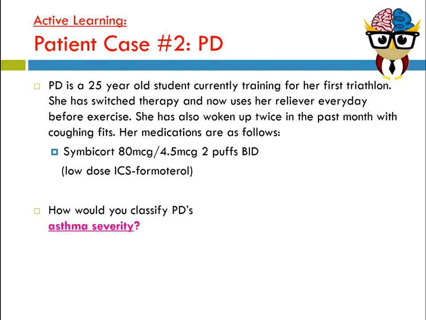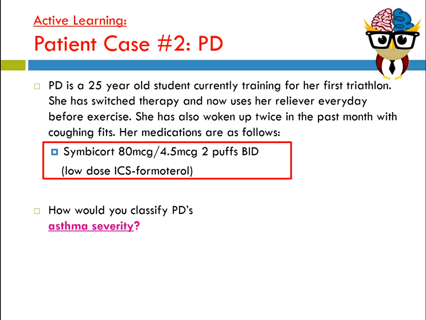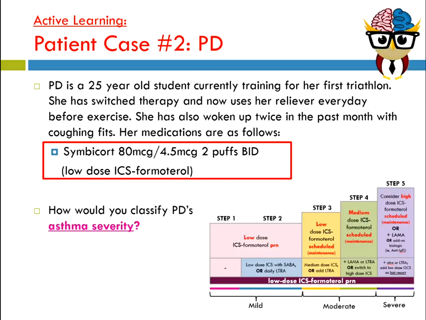The low dose ICS schedule, is this schedule or PRN, based on her regimen? Schedule. And so therefore she's ICS plus formoterol, low dose schedule. Good. So we're going to take this low dose schedule, which means she's on step 3, which means she is moderately controlled. Make sense? So these active learning questions are your study guide, which is why I'm going to make them.